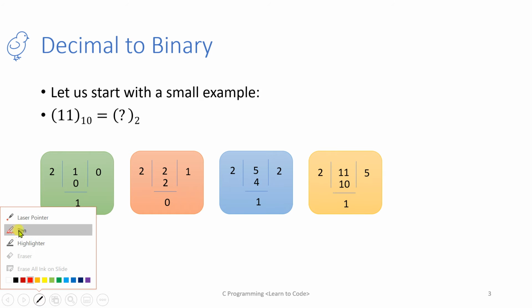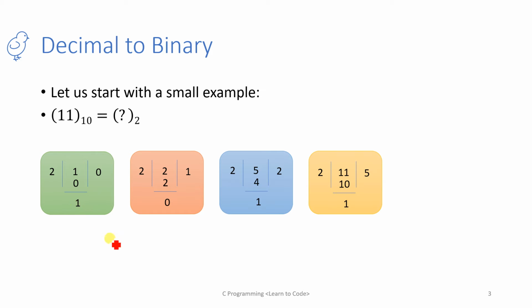Now see, what is the result? We get 1 0 1 1. That means the remainders will be the answer. Finally, 11 of base 10 is equivalent to 1 0 1 1 in binary. So you read the numbers from left to right, but when you perform the division you should write it from right to left. This is how you find the binary equivalent of a given decimal number.